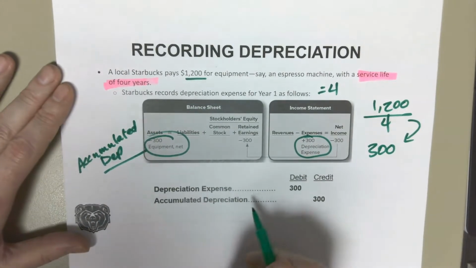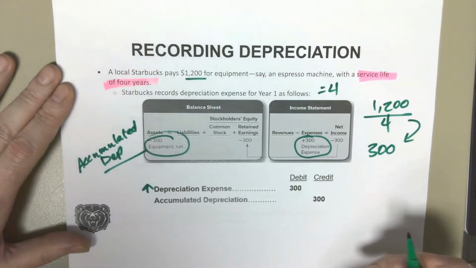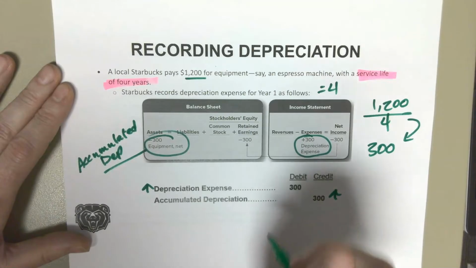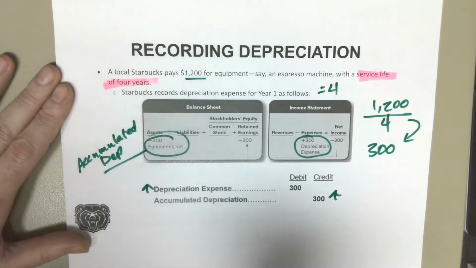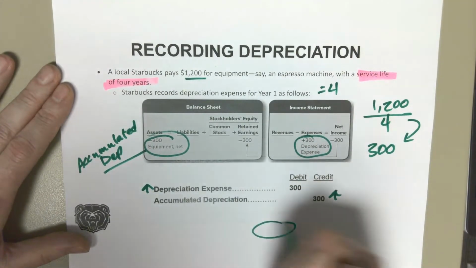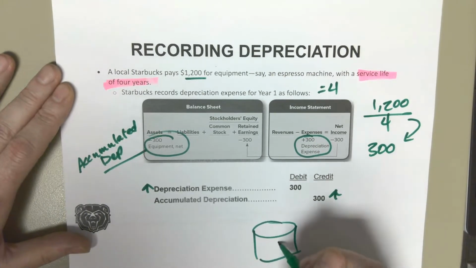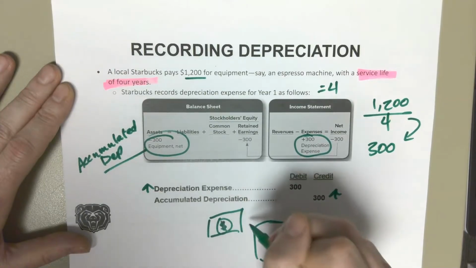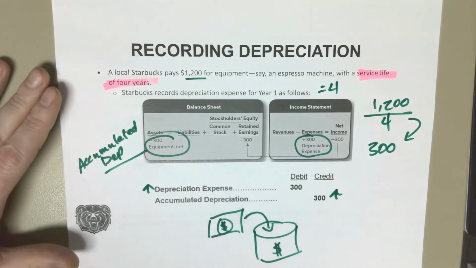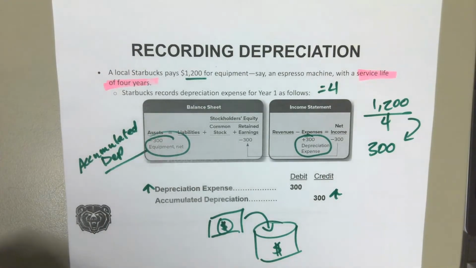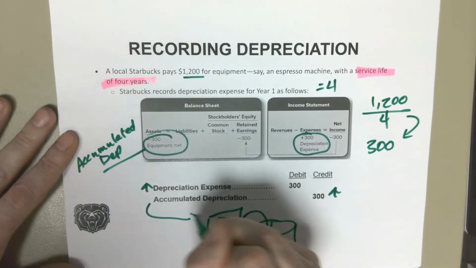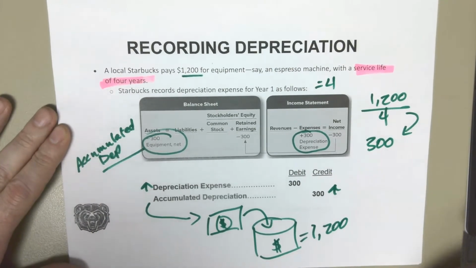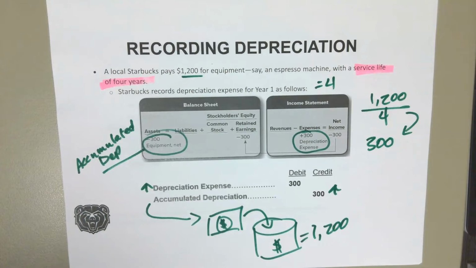And this is our journal entry. We're going to increase our depreciation expense. We're going to increase our accumulated depreciation. Remember, this accumulated depreciation is like a storage bucket of money that we are putting into every year. We're going to put an extra little bit of money into this bucket, right? So that's what accumulated depreciation is. Until this bucket equals $1,200, right? And then we'll stop. Okay?